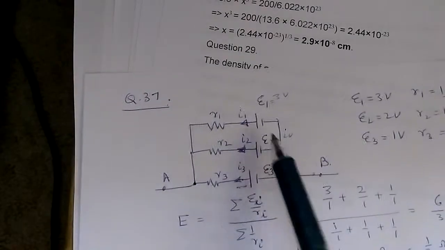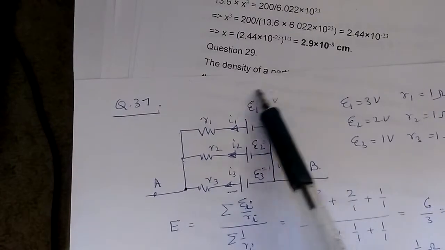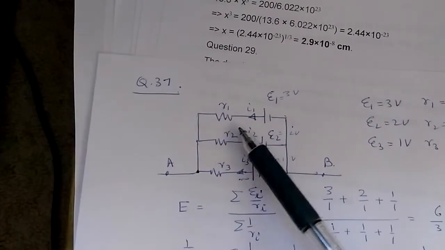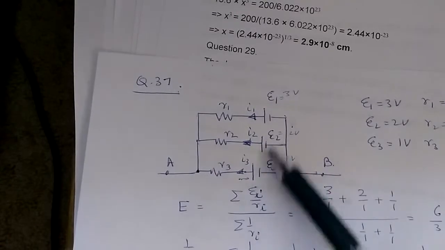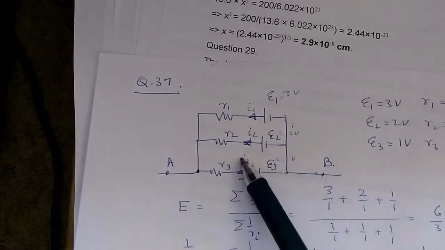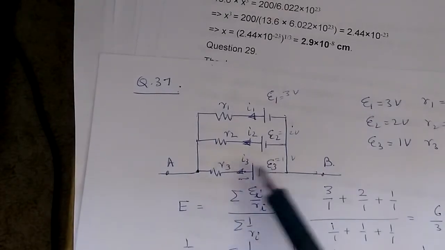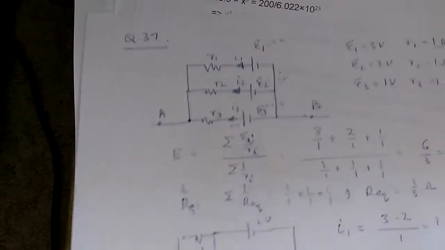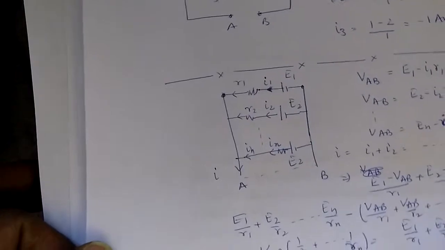Let's understand a little bit about the current direction. This is the higher voltage, 3 volt, so this will overpower the other voltages, because the other voltages are smaller. This is 1 volt, so the current will flow into it and not go out of it. And that's why this current I3 has come out to be negative. So we'll spend a little bit of time to derive this equation.